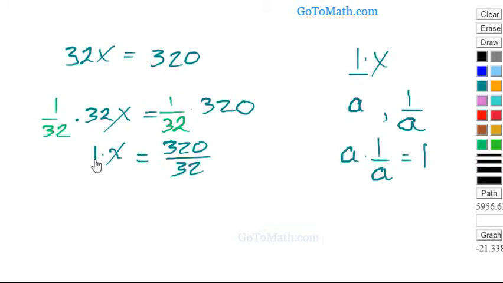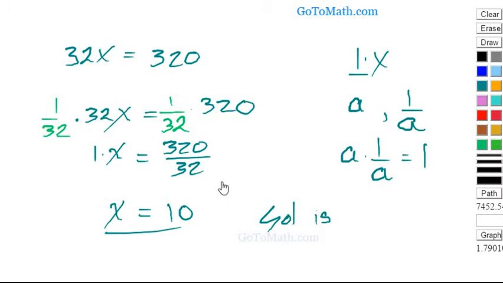So 1 times x, we just don't say 1 times x, we just drop the 1 and say x is equal to, right? So what do you think this is? 32 goes into 320 how many times? 10 times? Is that right? 10 times. Okay. But the solution, we'll write solution here, the solution to this equation is 10.